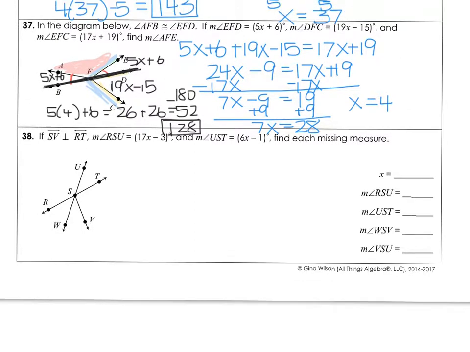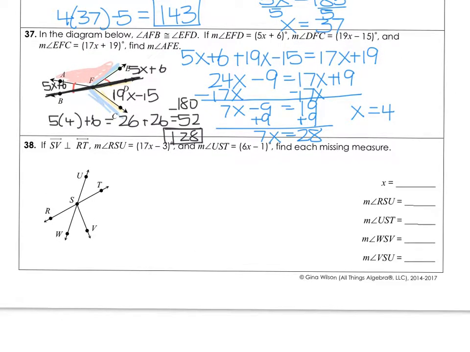And our last problem, SVRT, 90 degrees. RSU, UST. Okay. Well, let's look at what we have here. First off, we know UST and this one over here are the same.